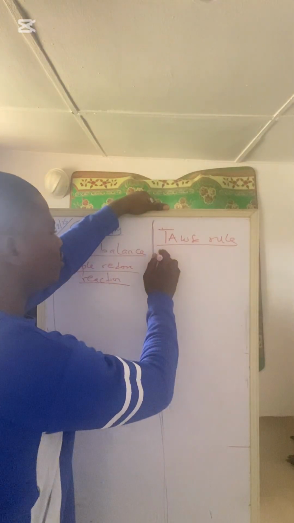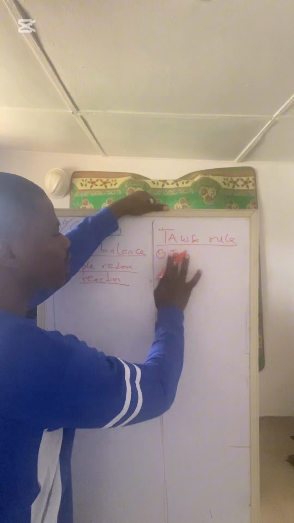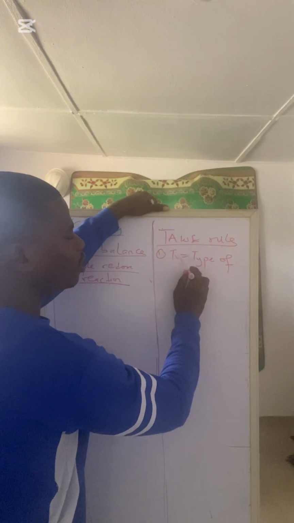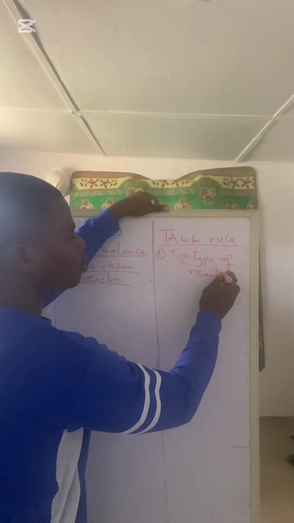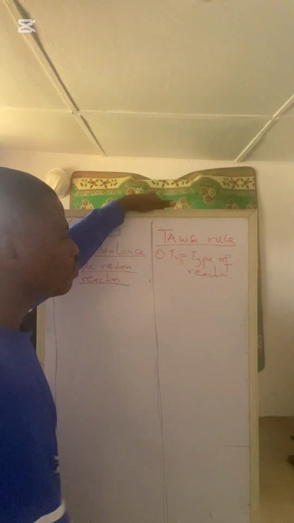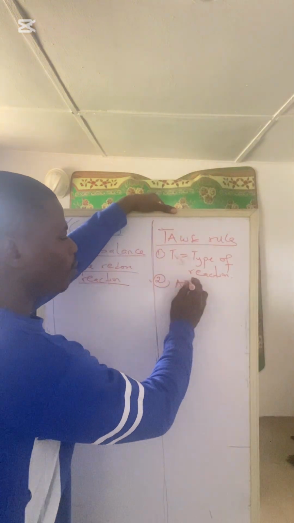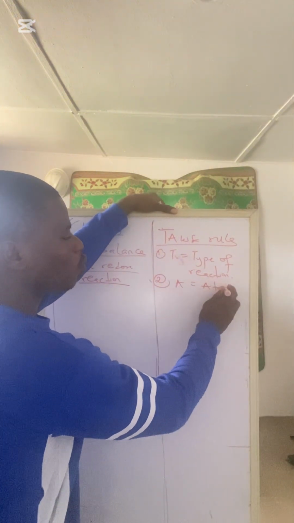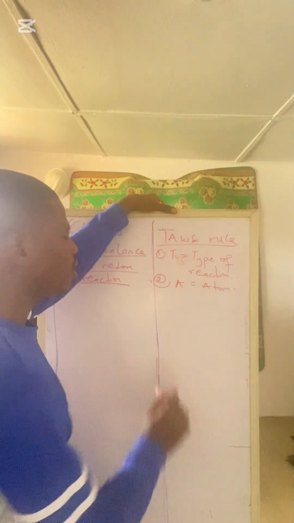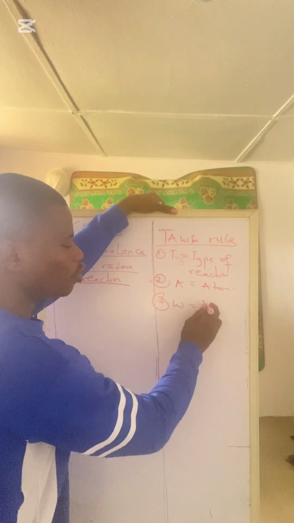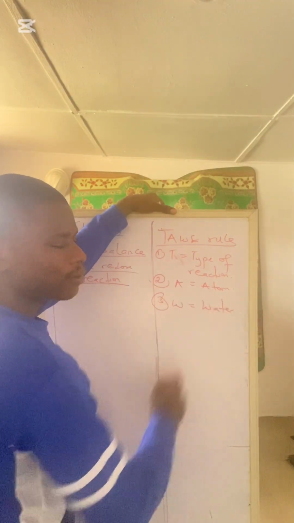So what is T? We need to determine the type of reaction. What type of reaction are we dealing with here? Is it oxidation or reduction? These are the two types that we have. Number 2, you need to balance the number of atoms. A means atom. Where necessary, make sure you balance. Then number 3 is W. As the case may be, W means water.